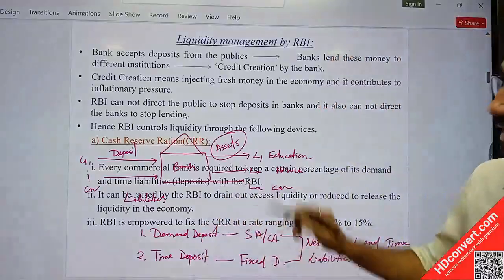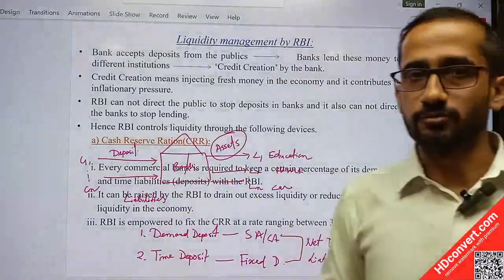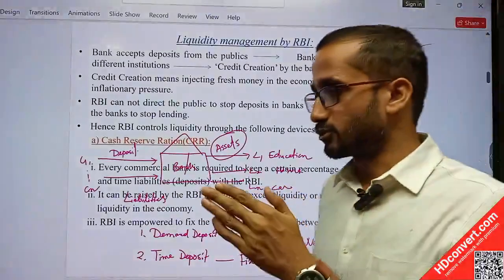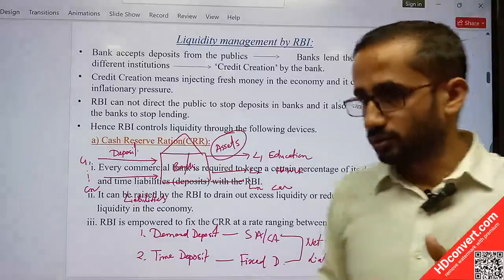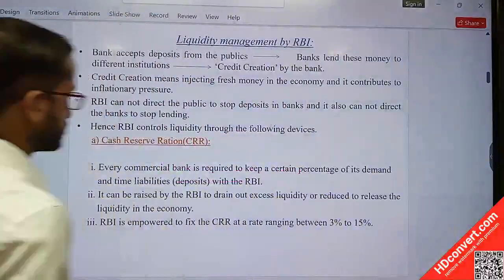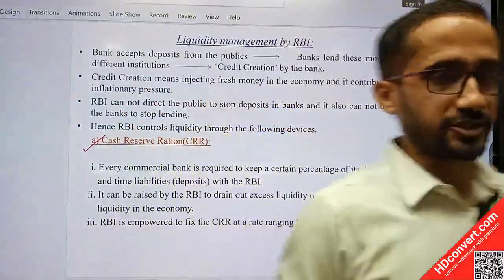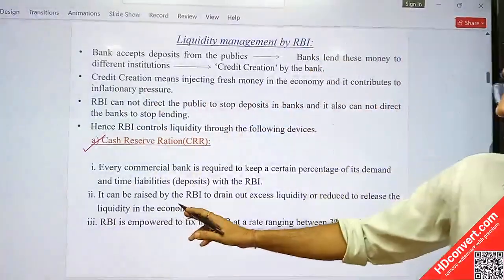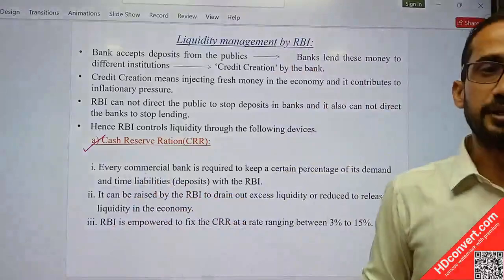So in order to control this, the role of RBI now starts. RBI limits the amount of money that every commercial bank can forward as a loan. One instrument that is used by RBI is CRR, the cash reserve ratio. This cash reserve ratio is the amount of cash that all commercial banks have to keep with RBI.